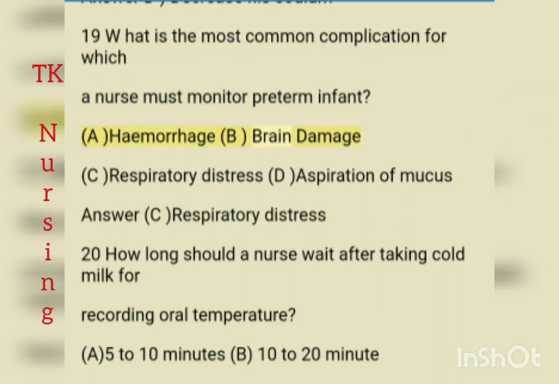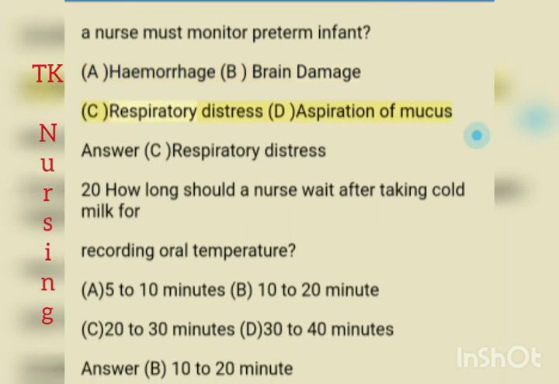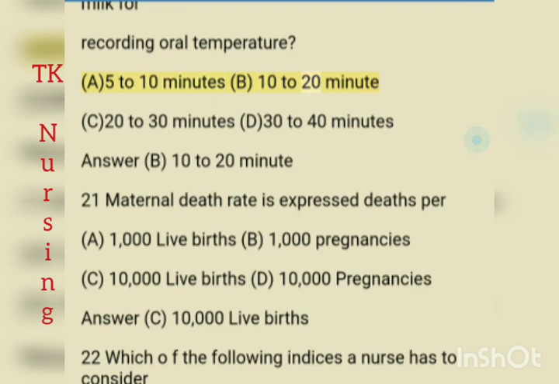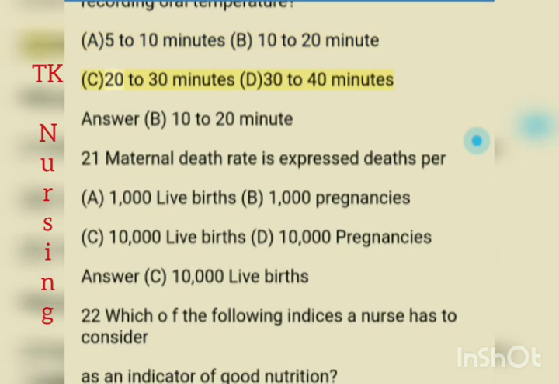19. What is the most common complication for which a nurse must monitor a preterm infant? A. Hemorrhage. B. Brain damage. C. Respiratory distress. D. Aspiration of mucus. Answer C. Respiratory distress. 20. How long should a nurse wait after taking cold milk before recording oral temperature? A. 5 to 10 minutes. B. 10 to 20 minutes. C. 20 to 30 minutes. D. 30 to 40 minutes. Answer B. 10 to 20 minutes.